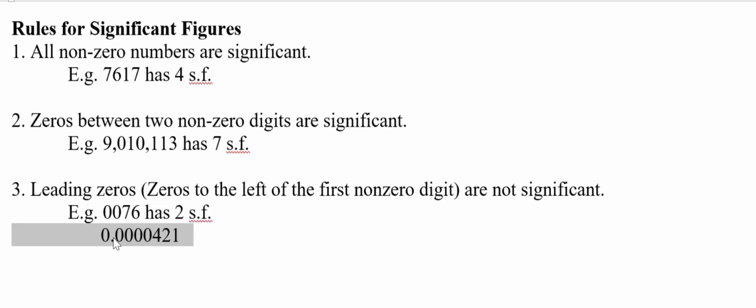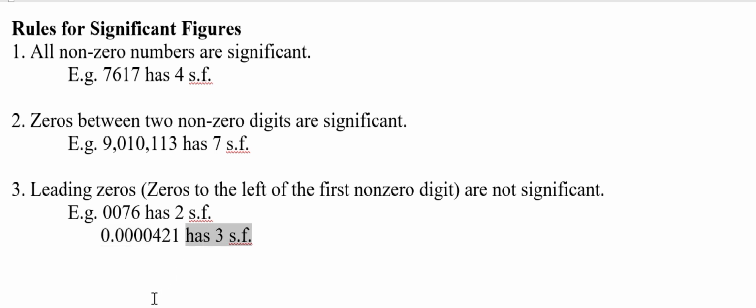Similarly, if we look at this number 0.0000421, you realize that these zeros here, all of them, beginning from this one all the way up to here, are written to the extreme left of a non-zero number, meaning they are leading zeros and they are not considered significant. Therefore, this number has 1, 2, 3 significant figures.